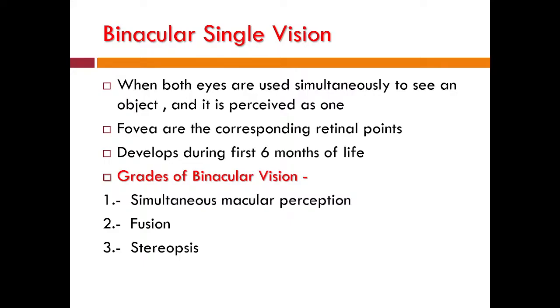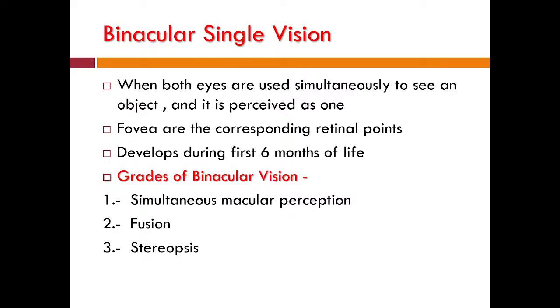Now, there are various grades of binocular vision. These are simultaneous perception, macular perception, meaning we simultaneously receive the image of the object on the fovea. This first grade means the image of the object falls on the fovea in both eyes, simultaneously we see a particular object, the image falls on the fovea in the 2 eyes. This is simultaneous macular perception. This is the first grade of binocular vision. Second is that we fuse these 2 images.